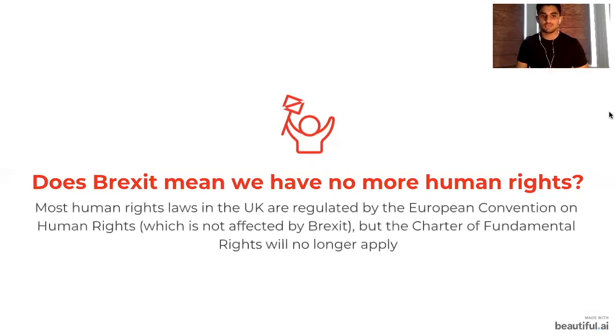It's not true. Most human rights laws in the UK are actually regulated by the European Convention on Human Rights, which is not affected by Brexit because the ECHR is from a different organization called the Council of Europe, which is made up of 46 countries, including Russia, whereas the EU is an economic union made up of 27 countries. So no, human rights will not be massively affected. There is a European charter called the Charter of Fundamental Rights that won't apply anymore, but it's not nearly as important and not nearly as pervasive in British legislation as the European Convention.